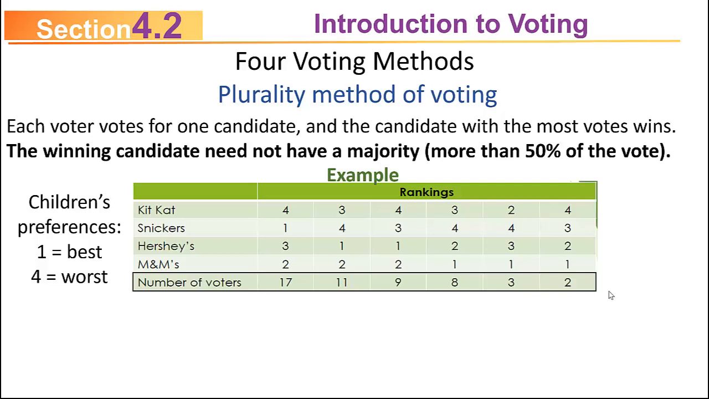Let's take a more sophisticated example. Suppose there are 4 types of chocolates, and a group of children are going to list their preferences. 1 stands for the best, that's the one the child thinks is the best, and then 2, 3, 4 would be the worst. This table gives Kit Kat, Snickers, Hershey's, and M&M's, and it gives the preference table for that. And you can see, if you look at the number of voters at the bottom, there are 17 voters that had the same preferences, another 11 that had the same preferences, another 9, another 8, another 3, another 2. In other words, these children are considered to be the voters in this case.